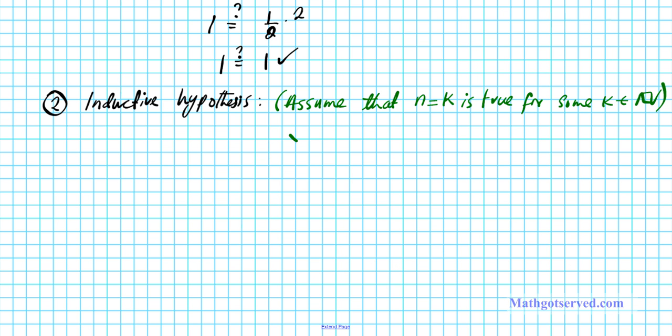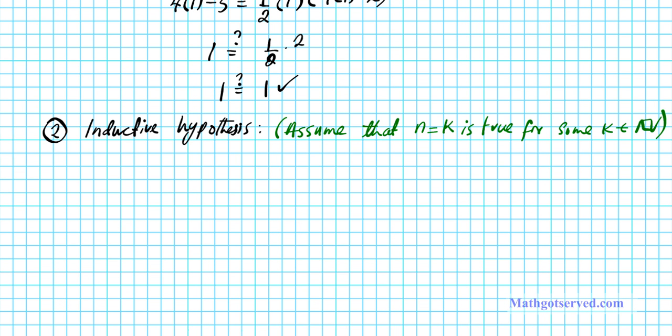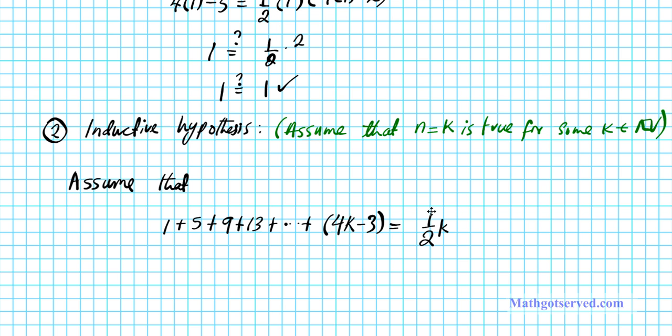So what does that look like? All we're going to do here is plug in k for n in the original problem. You see the original problem right here. We're going to plug in k for n on both sides of our equation. We're going to make our assumption. Assume that the statement 1 plus 5 plus 9 plus 13 plus ... plus, instead of 4n minus 3, we're going to have 4k minus 3, is equal to 1/2 times k times 4k minus 2 for some k in the set of natural numbers. There is our inductive hypothesis.